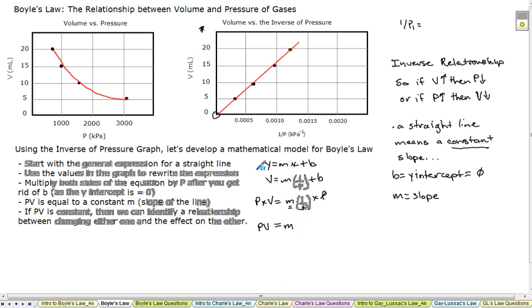So what does that mean? It means that anywhere along this line, if I take my pressure and multiply it by my volume, it will always give me the same answer. If I start with an initial state where I have a pressure and a volume reading, and then I change that, I will always get the same thing if I multiply my pressure and my volume. I could change it again.